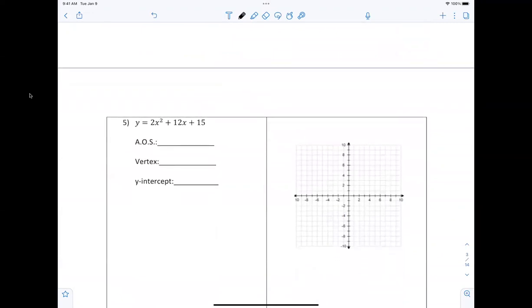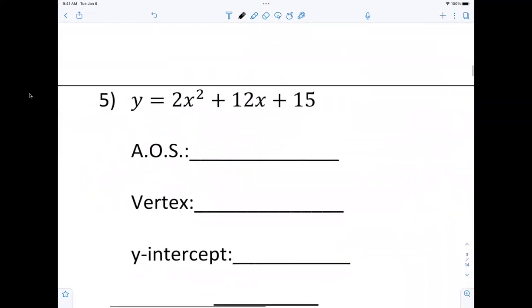Okay, just for practice, let's knock out number 5 now. Come on, guys, you guys know this. X equals, come on, do the mental math in your head.